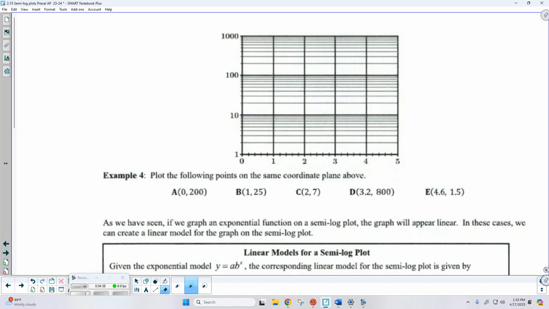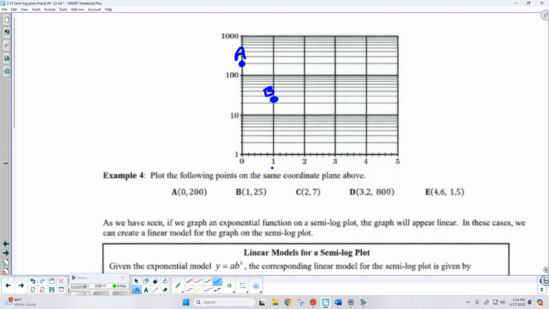Okay, well, all we want to do is plot some points. So A, which is 0, 200. So the x value is 0. I'm going to jump up to 100. So the very next horizontal line, that's got to be 200. So there's point A. Okay. Well, let's try B, 1, 25. Okay, so I'm going to go out to 1. All right, I'm going to go up to 10, 20. So 25 is going to be halfway between 20 and 30. So that would be point B right there. Okay, so this is something we've done before. Any questions on this?